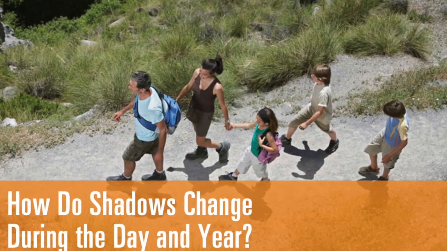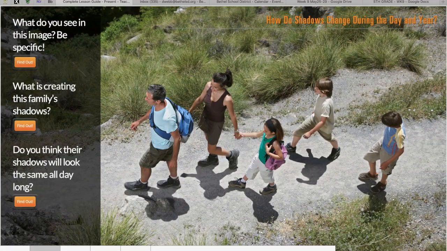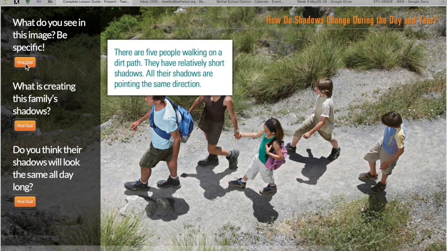Unit 4, Lesson 4. How do shadows change during the day and year? What do you see in this image? Did you see 5 people walking on a dirt path? Do you see their shadows and how short they are?